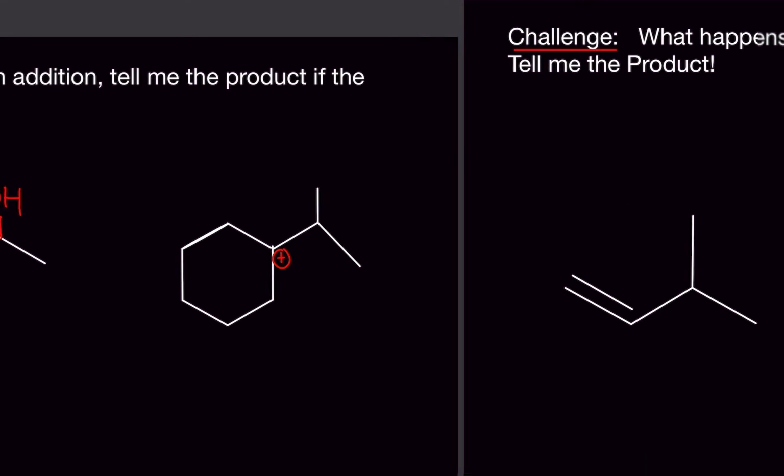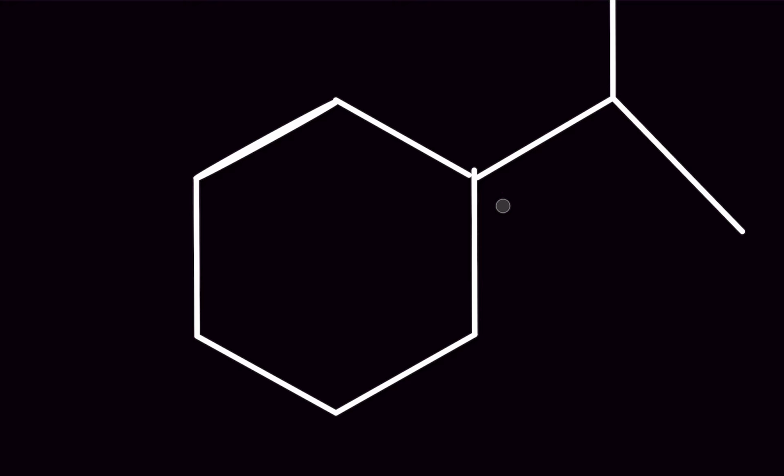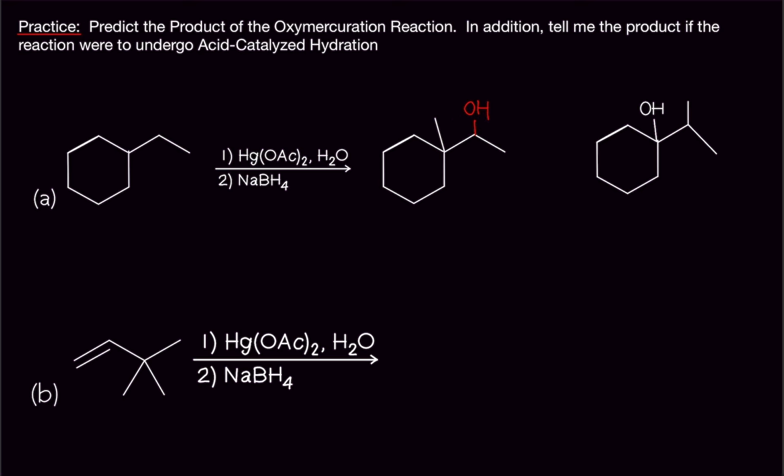And then since the OH group, in an acid-catalyzed hydration, attacks the more substituted carbon, which is the carbocation, the OH group will go here. Like that. And that's the answer for acid-catalyzed hydration.